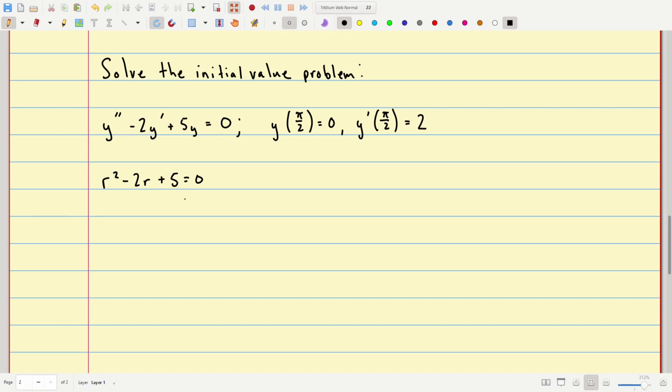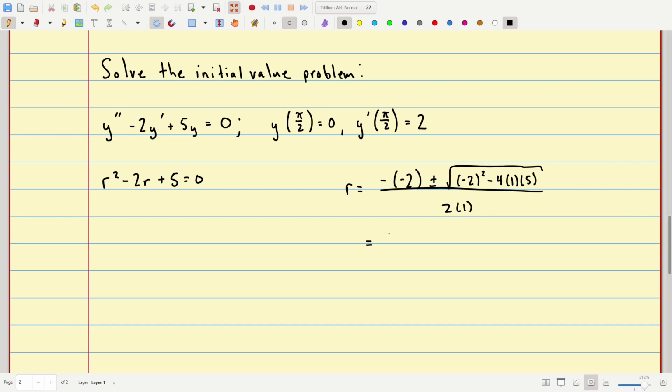So that gives us r squared minus 2r plus 5 equals 0. And this doesn't appear to factor, so let us use the quadratic formula to find the roots here. So we have r equals the additive inverse of b, which is negative 2, so two negative signs here, plus or minus the square root of b squared, negative 2 quantity squared, minus 4ac, so 4 times 1 times 5, all under the radical. And that's all over 2 times 1 in the denominator.